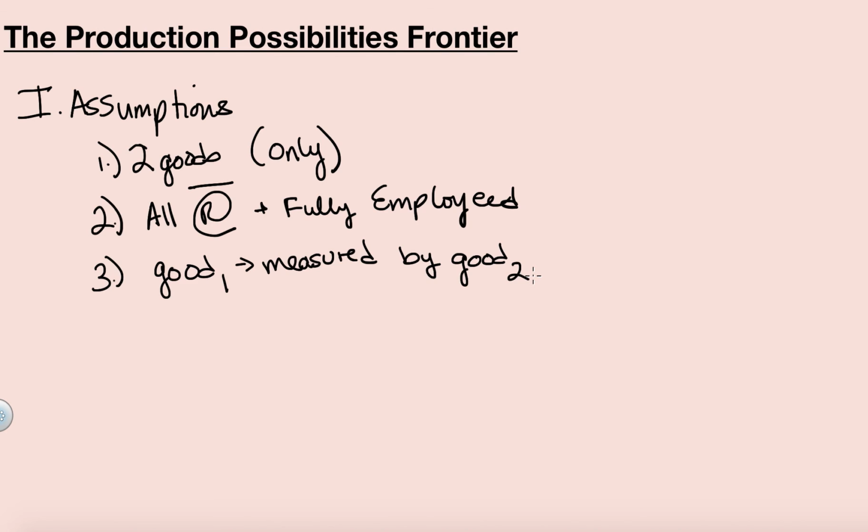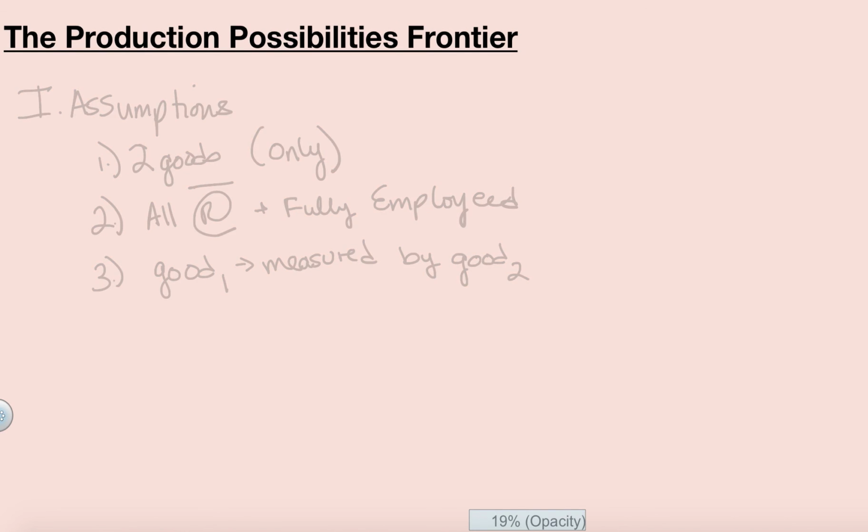So those are the assumptions of the model, and once we understand the assumptions of the model, we can move on to looking at a production possibility frontier that is something that we would actually see in a good economics book. Okay, so the next video in this series is going to look at guns and butter.